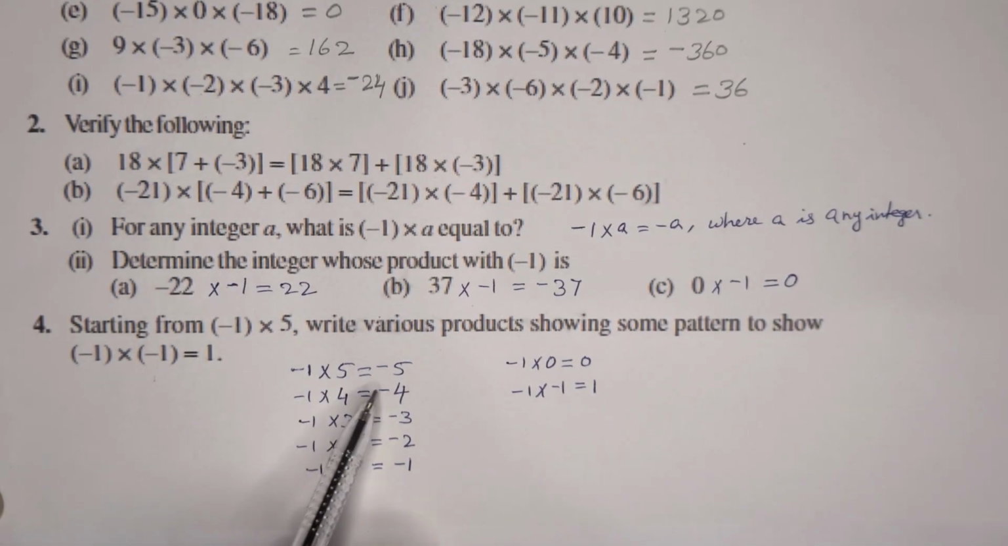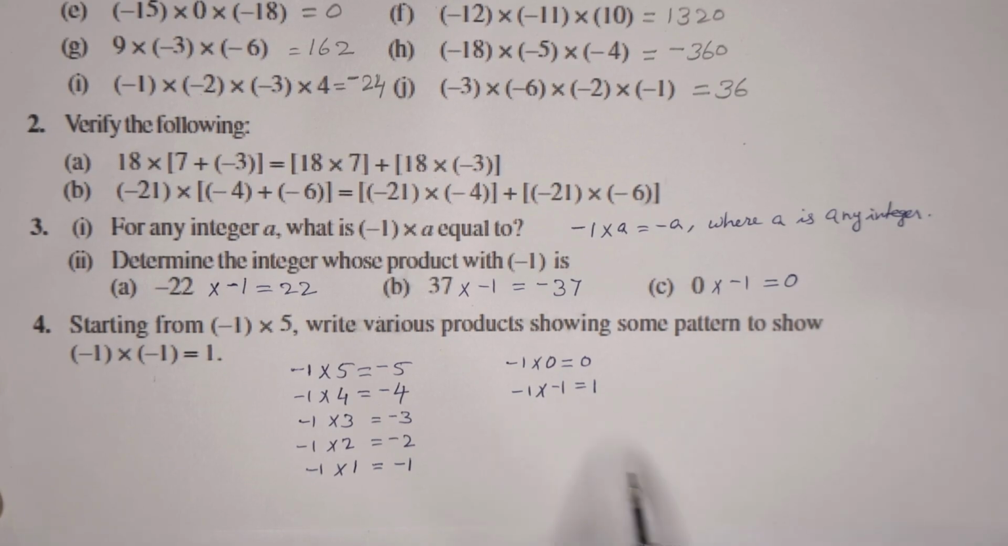Starting from minus 1 into 5, here we can see one number is negative and the other number is positive, always the product will be negative. And when both the numbers are negative, the product will be positive.